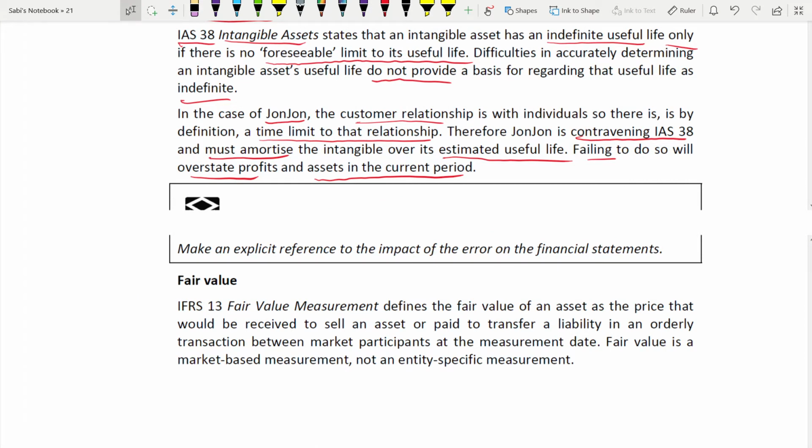Make an explicit reference to the impact of the error. So yes, that's exactly what you are doing here. You are telling what will be the impact on the financial statements if this error is there. Next, we are going to the next accounting issue, fair value.